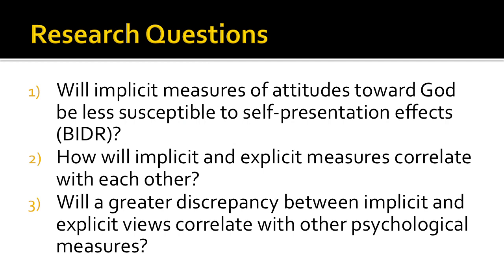So the main questions I want to discuss and hopefully provide some answers to: First of all, will the implicit measures of these attitudes be less susceptible to self-presentation effects than the explicit methods? And that's what we're going to use the BIDR, the Balanced Inventory of Desired Responding. How will these two measures, the implicit and explicit, correlate together? Will they be similar? Will there be differences?